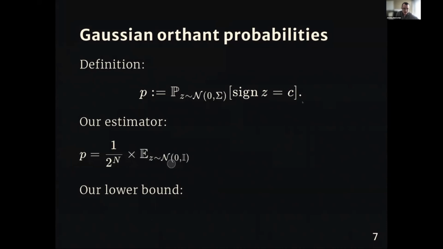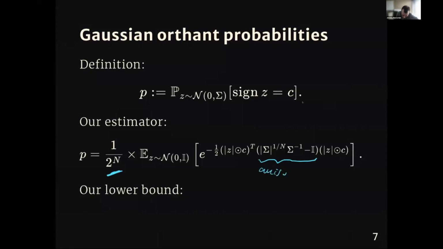And this is an expectation over Z from a standard normal of this complicated thing. The thing I want to point out is that this is the isotropic term for an isotropic Gaussian. And if you look at the matrix appearing here, this is a measure of anisotropy, because it's comparing the difference between a rescaled inverse covariance and the identity. So when the covariance is just proportional to the identity, that term disappears.